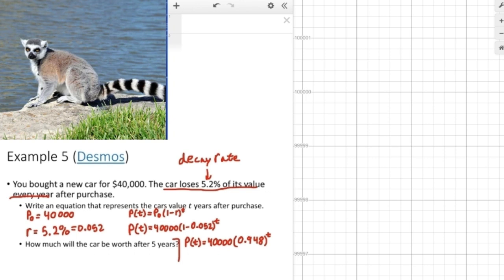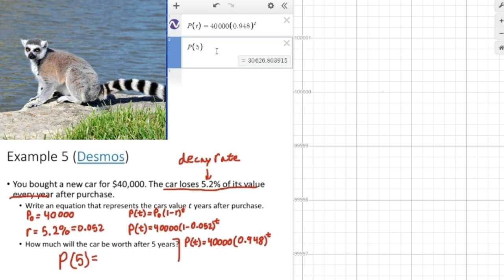Next, how much will the car be worth after 5 years? Well, since they're asking for how much the car will be worth, which we're using P for this time, and we're doing this for 5 years, which means T would be 5, so we're trying to evaluate P of 5. Going into Desmos, we can type in our model, and now that we have our model typed in, we can evaluate P of 5. And we get that P of 5 would equal $30,626.80. What this means is our car loses almost $10,000 in value in just 5 years.